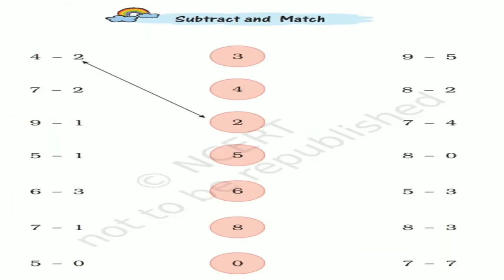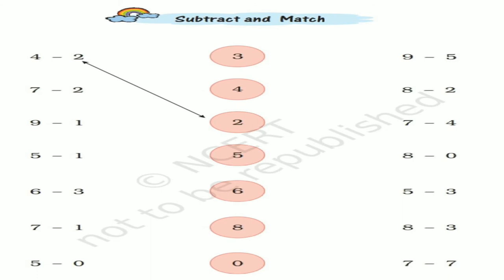Next, subtract and match. Children, towards left, some subtractions are given, and towards right, some subtractions are given. We have to solve them, and the answers are given in the middle circle. So we have to join them with a line. So let us solve 4 minus 2. 4 minus 2 is, let us count numbers from 2 to 4. 3, 4. So 4 minus 2 is 2.